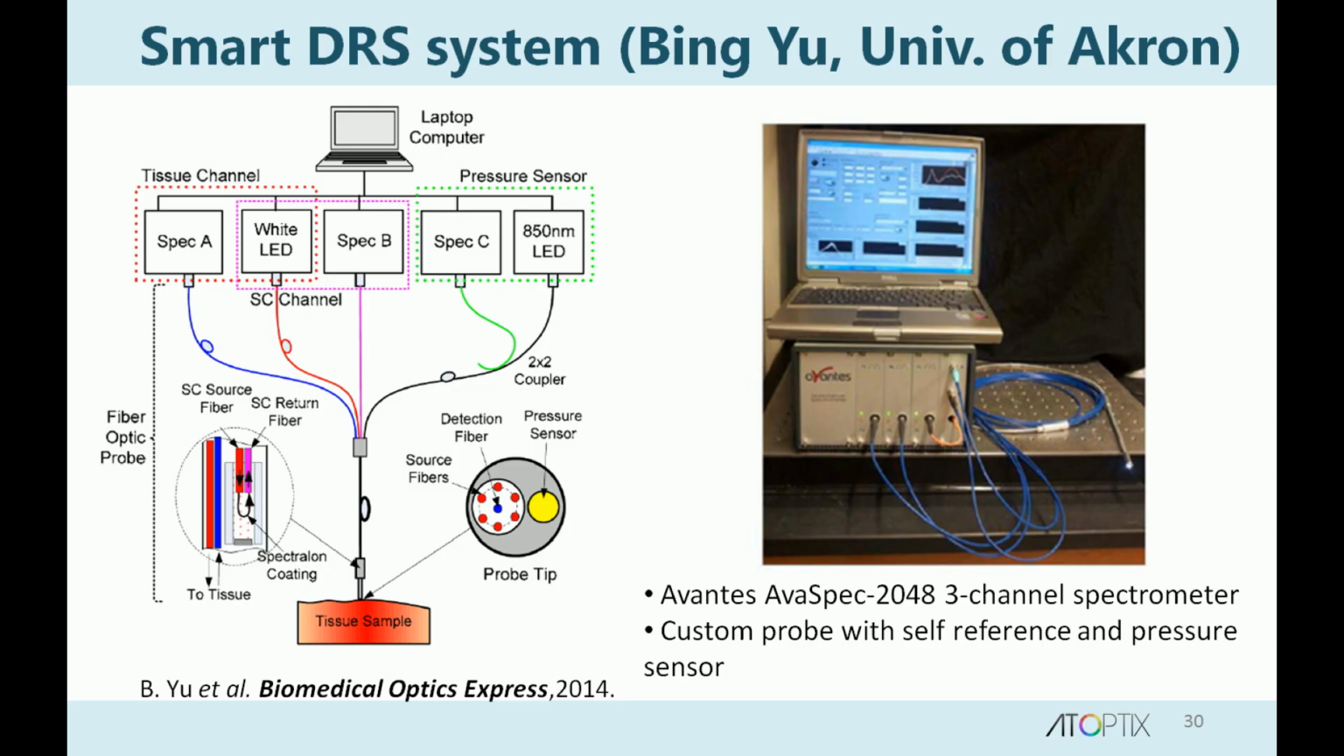This I think it was used in some fashion for this work, but it wasn't as critical because we were just looking at water-based phantoms. And you can see the setup here for the Akron system. They use an Avantes 3-channel spectrometer, and this probe was custom built, incorporating these things here.